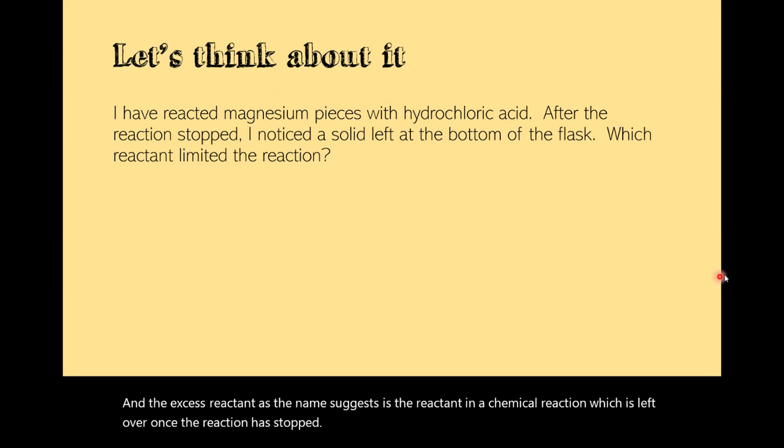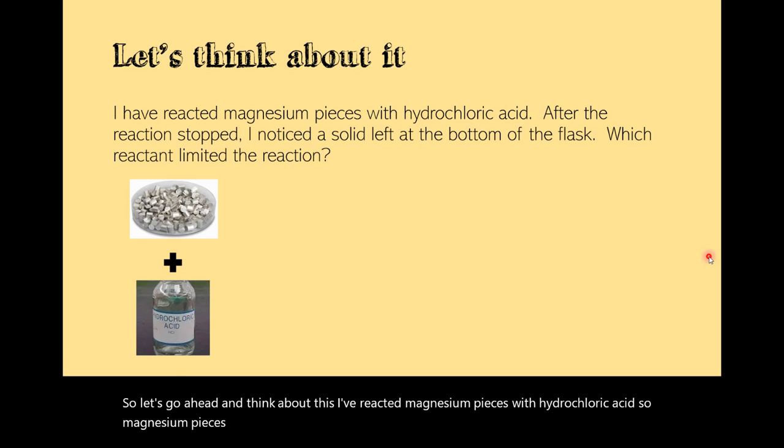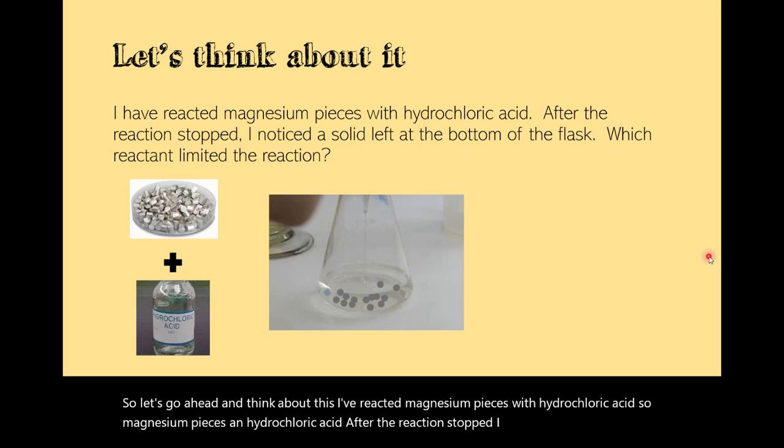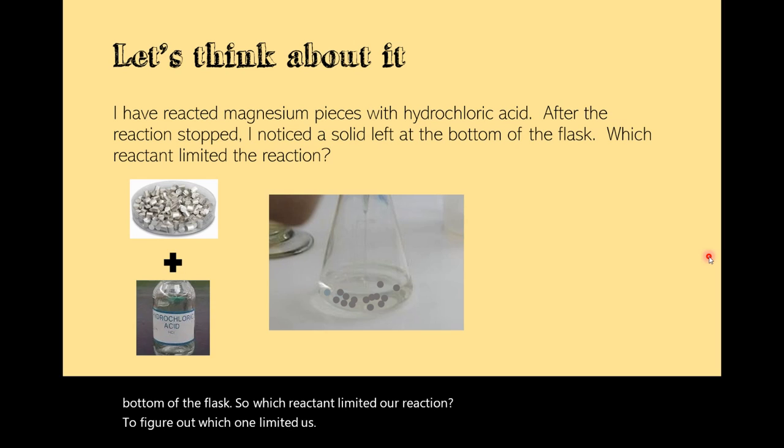So let's go ahead and think about this. I've reacted magnesium pieces with hydrochloric acid. So magnesium pieces and hydrochloric acid. After the reaction stopped, I noticed a solid left at the bottom of the flask. So which reactant limited our reaction? To figure out which one limited us, we need to determine which of the reactants was completely used during this reaction.